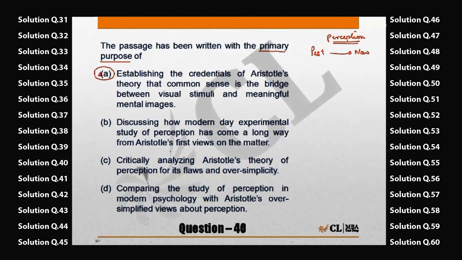A is wrong at many levels. First of all, it contradicts. Second of all, the primary purpose is not establishing the credentials of Aristotle, and we don't even see perception, which is the key part of the passage. So A is definitely incorrect.